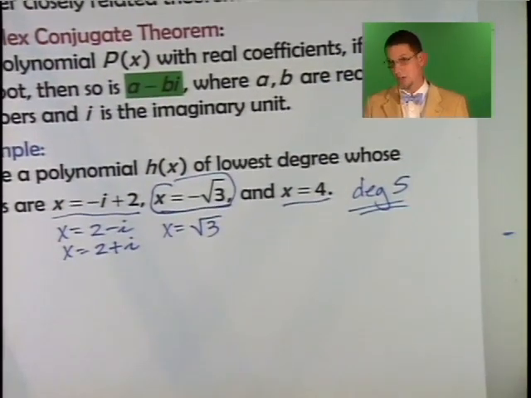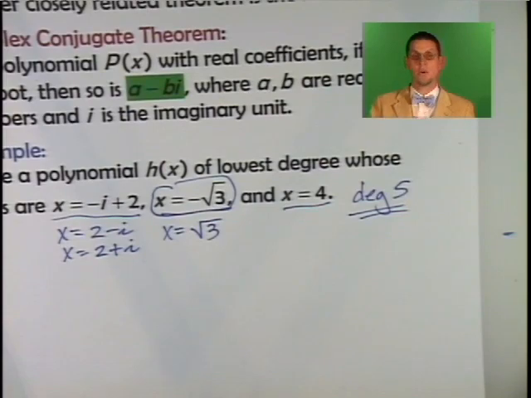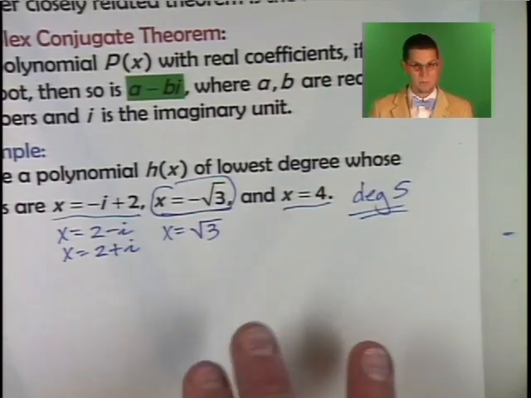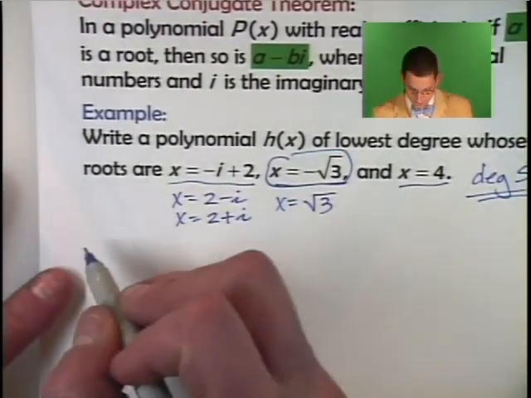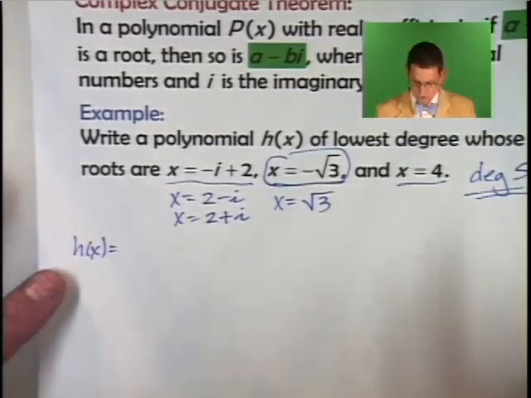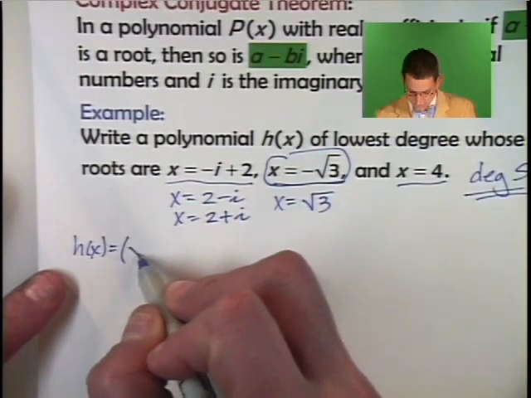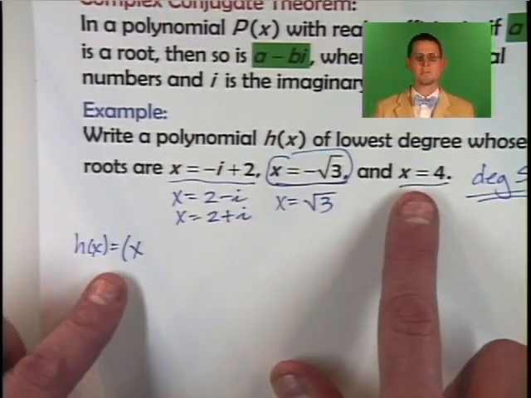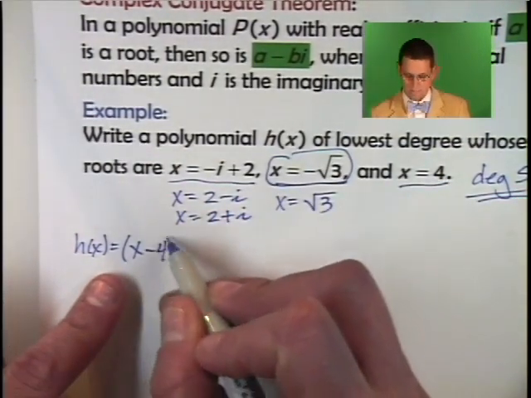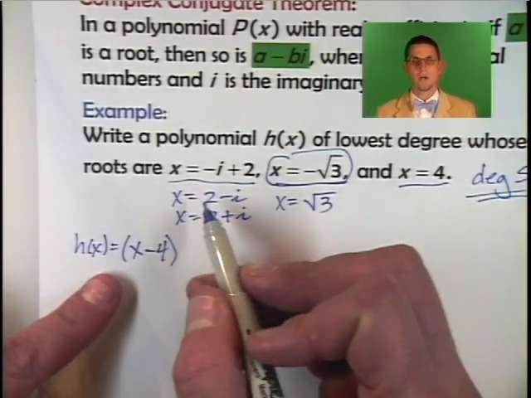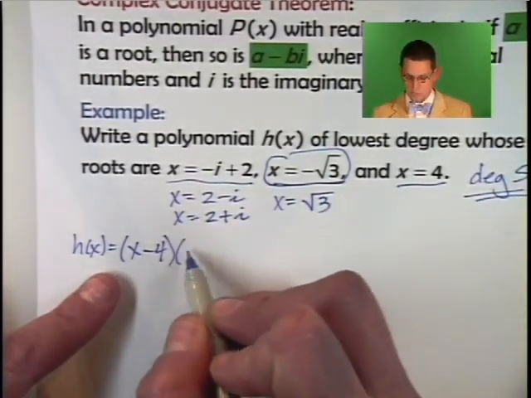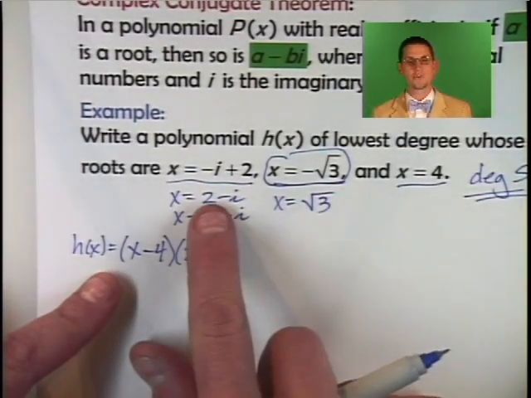Well, now the factor theorem comes into play. If we know the roots, we know the factors. So let's go ahead and write the equation. So I get h of x equals, it's going to be x minus, x minus, x minus, all of them. So I get x minus, let me go ahead and do x minus 4, get the easy one out of the way. Now the other ones are going to be the complex. So what I'm going to do is I'm going to do x minus, and I'm going to go ahead and distribute the negative.